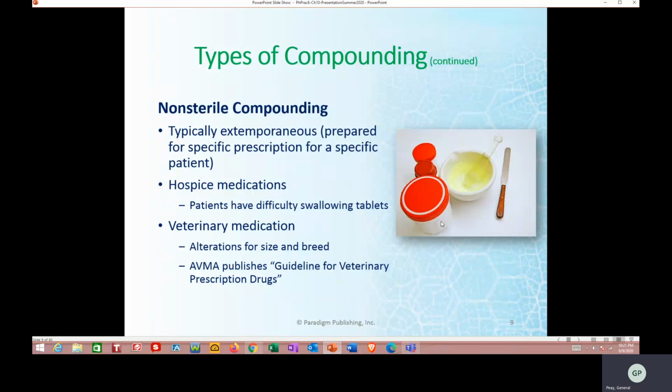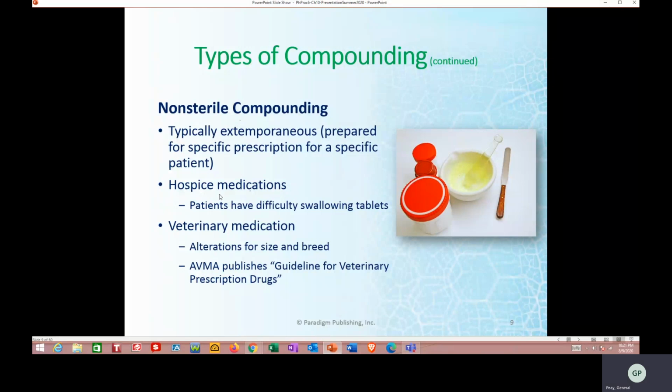Okay, and these are just your ointment jars, the one with the big red top. So non-sterile compounding, typically extemporaneous, is prepared for a specific prescription for a specific patient. So usually when you're doing non-sterile compounding, if it's commercially available and you're compounding it, it is usually because the patient cannot take the commercially available formulation.